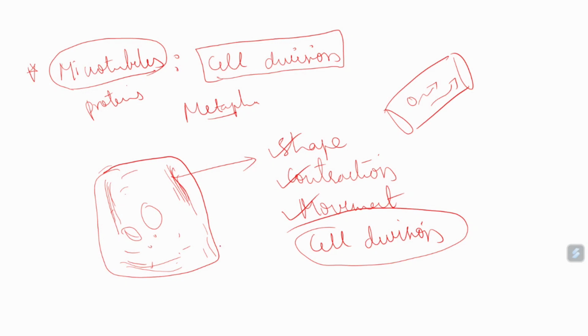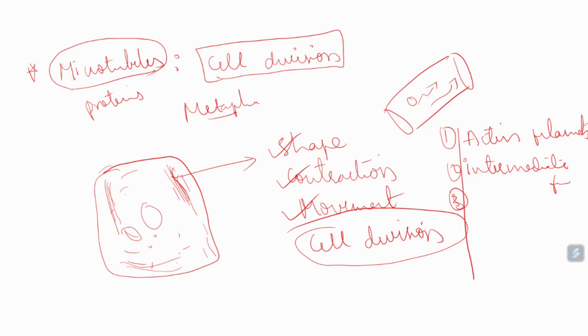Now the cytoskeleton is made of proteinaceous compounds, and it is made up of three main components. The first main component is actin filaments. Along with that, we have intermediate filaments. And the third, very important component of the cytoskeleton is microtubules. Microtubules are a very important component of the cytoskeleton, right?